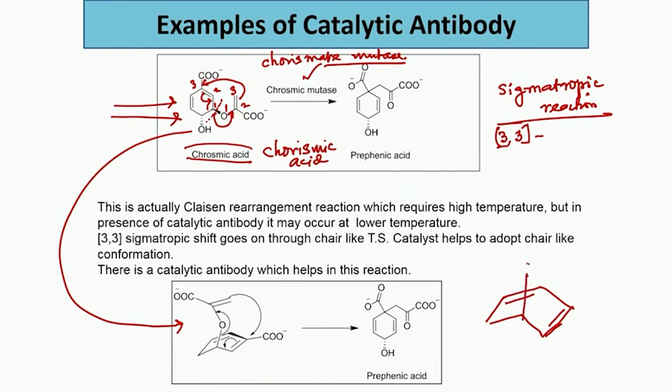So, this is the O, then the double bond, and this is the CO2 minus, and here you have a CO2 minus. So, when the reaction takes place, the arrow goes like this, you have a transition state which will look like a chair form. It is like this, which looks like a chair.